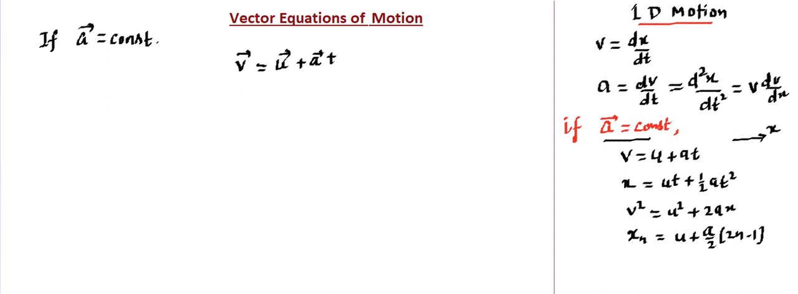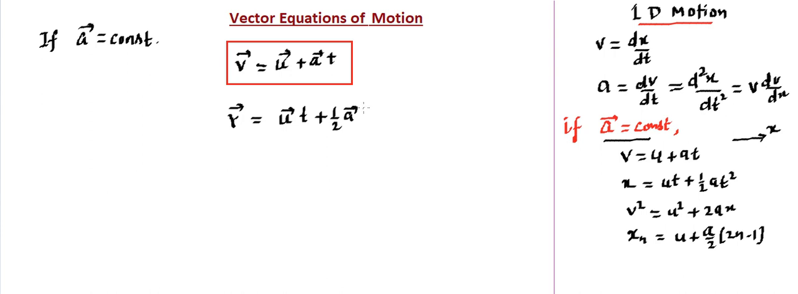If you are interested in knowing how this is coming, then you can recall the derivation of this first equation, which we had from the basic definition: a is equal to dv by dt. Put the arrows, go for integration, and you will find this. And similarly we can write the displacement equation, that is the second. So let's say displacement is written by r vector, so it is going to be u vector into t plus half a vector into t square. That will give us the displacement of the particle moving with constant acceleration in vector format.